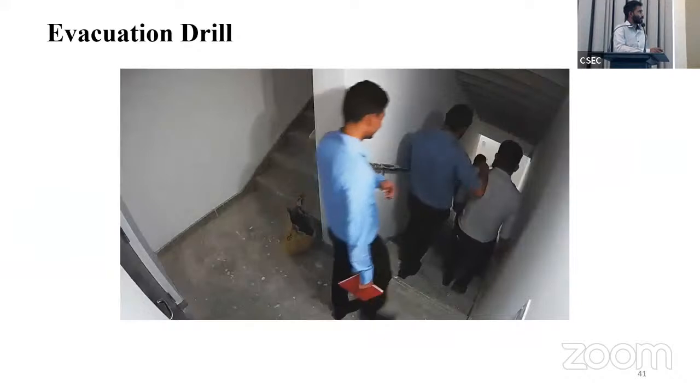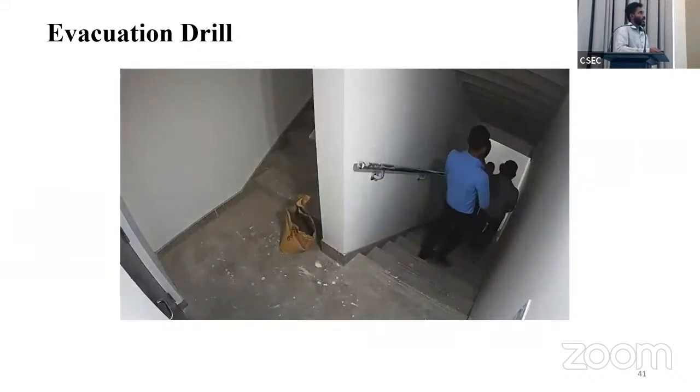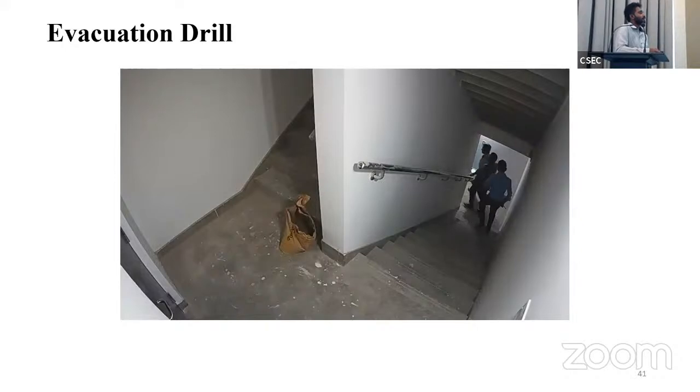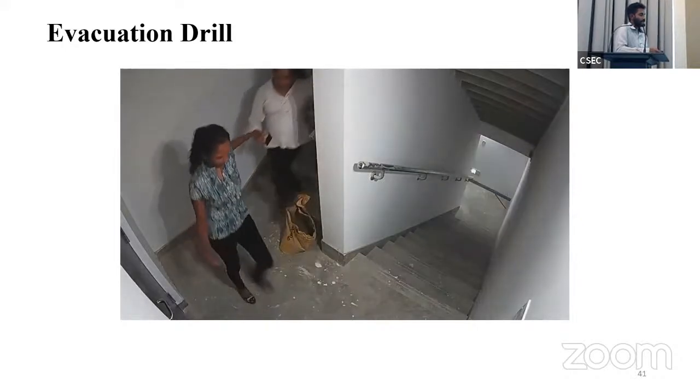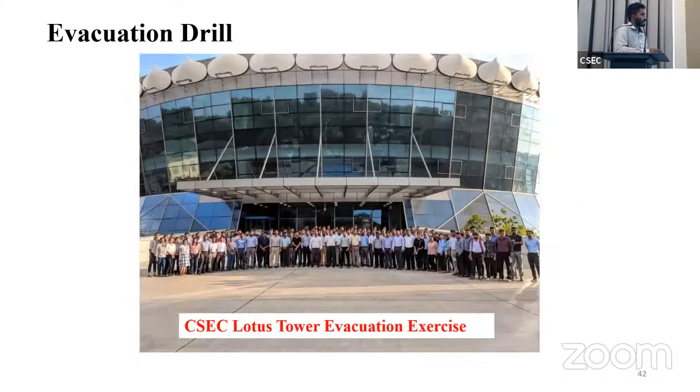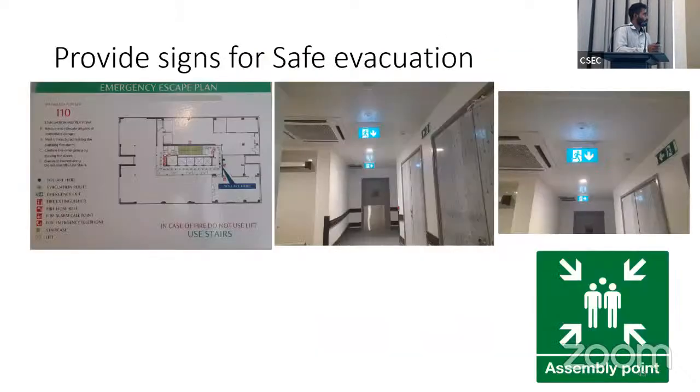Then we can perform an evacuation drill to calibrate the evacuation model results. And this is a Lotus Tower evacuation exercise we did, and we calibrated all the results from the model. Finally, we can develop this kind of emergency exit plans based on the results from the model. These paths we can identify and create based on the results from the model.